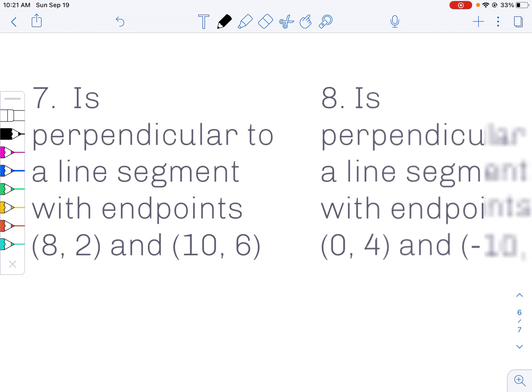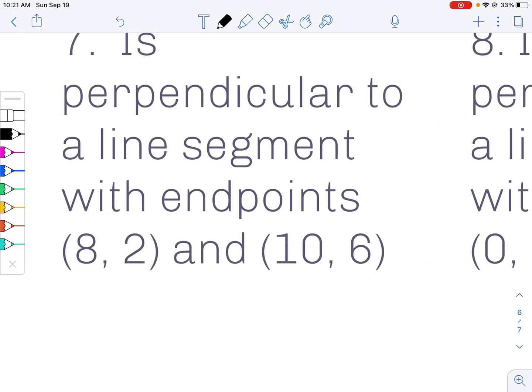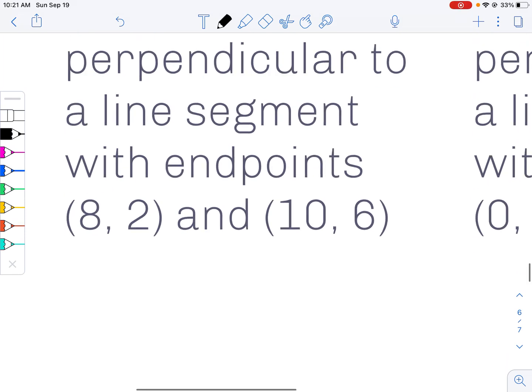On these last two, I'm writing perpendicular bisector equations. So I want it to go perpendicular to a line segment. These are my endpoints, and I'm going to make it go through the midpoint there as well. So I need to find a few things. I need to find the midpoint, and then I need to find the slope so that I can find the perpendicular slope. So I'm going to find the midpoint first.